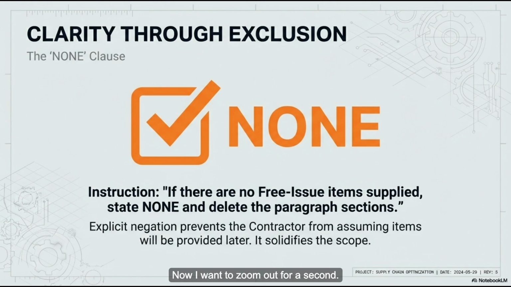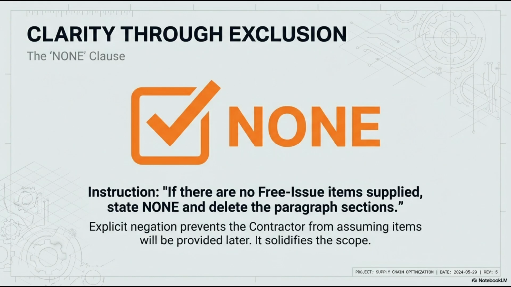Now I want to zoom out for a second. We have looked at the 4 categories, but there is a meta instruction in this document that appears in every single section. It is in brackets, usually right there in the drafting notes. The delete instruction. Yes. It says if there are no free issue items supplied, then state none and delete the paragraph sections. The default to none principle. This is so crucial for legal clarity.